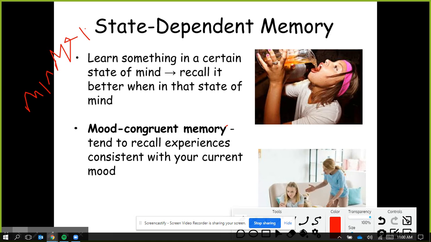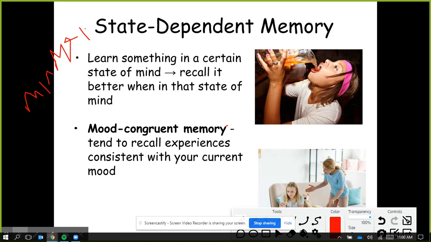One type of state dependent memory is what is called mood congruent memory. Mood congruent memory is when we are in a certain mood, we tend to remember other times when we were in that mood. So when we're happy, we tend to remember other times when we were happy. When we're sad, we tend to remember other times that we were sad.